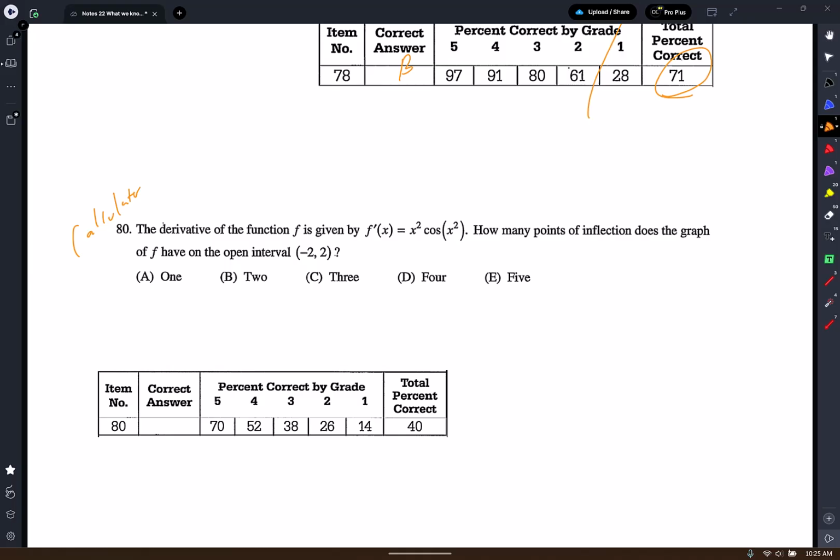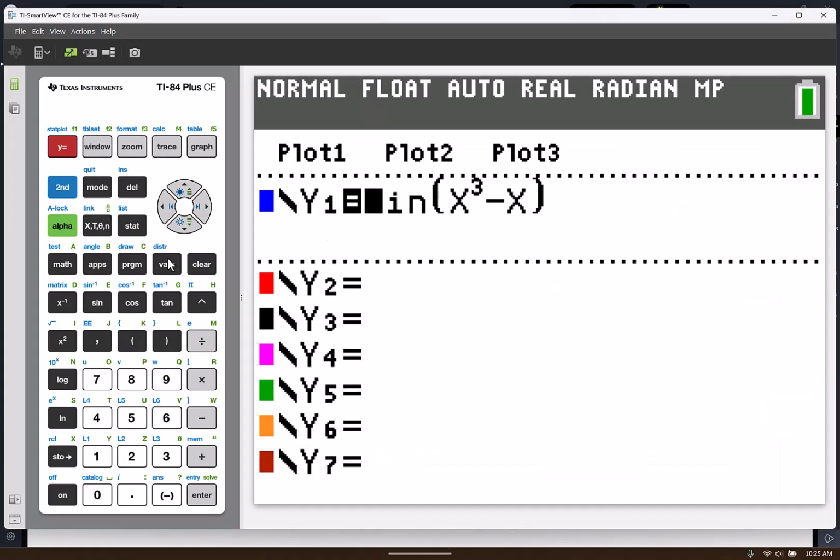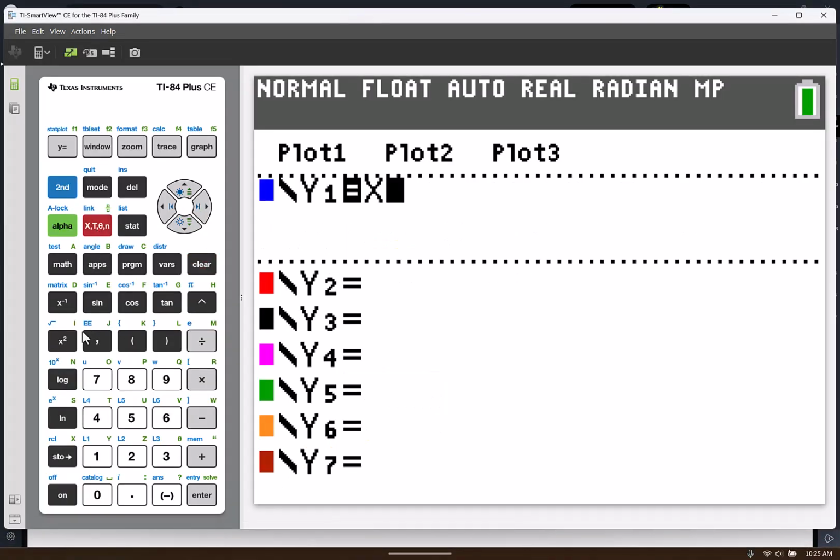Okay, all right, on this one, guys, let's see what the percentage is. The percentage is kind of surprising. Notice that the ones and the twos and even the threes are really struggling. Heck, even the fours. Why makes this question so hard? I think kids just type this into y1 and try to see where I have max and mins, or where it changed from increasing to decreasing. So let me type that in. Look, here it is. I'm going to clear it and give me the expression for the derivative: x squared cosine of x squared. Like that?